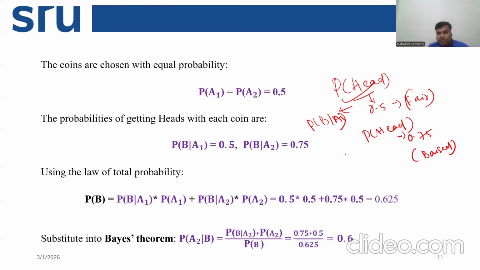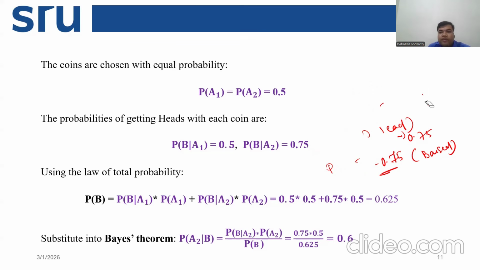Okay, students. Next, the probability of getting a head in the case of the biased coin. That is the probability of B given A2, which equals 0.75. So we have the data: the probability of A1 equals the probability of A2 equals 0.5, and B given A1 is 0.5 and B given A2 is 0.75.